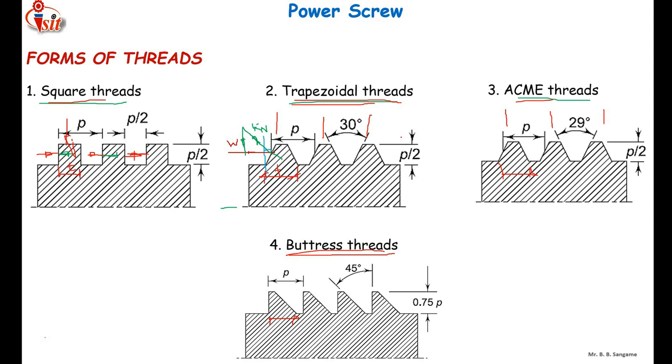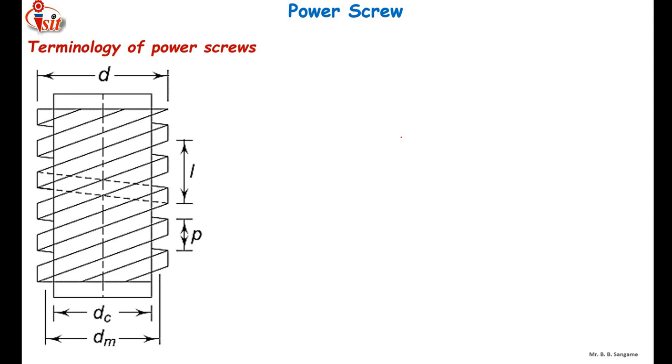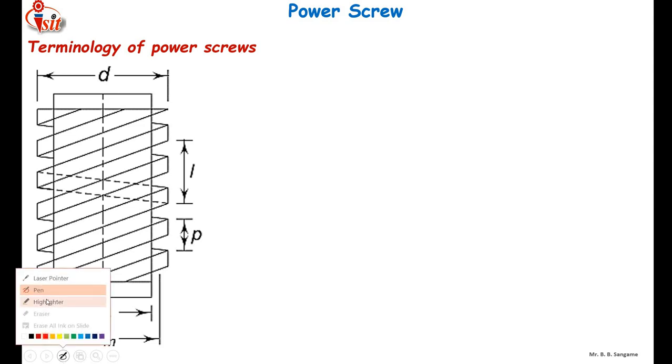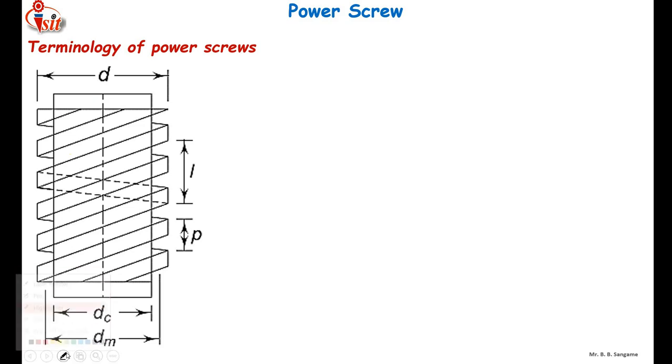Okay, so here we have seen the comparison of thread forms. Next, let us discuss the various terms related to the profile of the power screw. Here you can see the square thread profile. The first term is the pitch. The pitch is defined as the distance measured parallel to the axis of the screw from a point on a thread to the similar point on the adjacent thread.